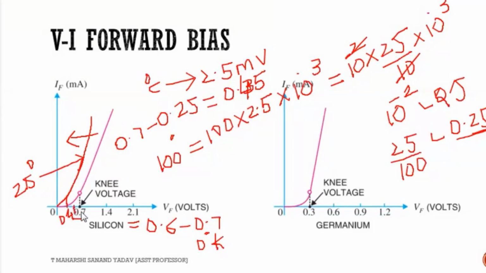Clear? Now you try in reverse order. Suppose if you try to decrease the temperature, what will happen? Here what we did, from 25 degrees centigrade, I increased the temperature to 100, right? Now try to decrease the temperature below 25. Suppose from the initial point of 25 you go to 0 degrees centigrade. Tell me what will happen to the graph. Will it shift left or right?